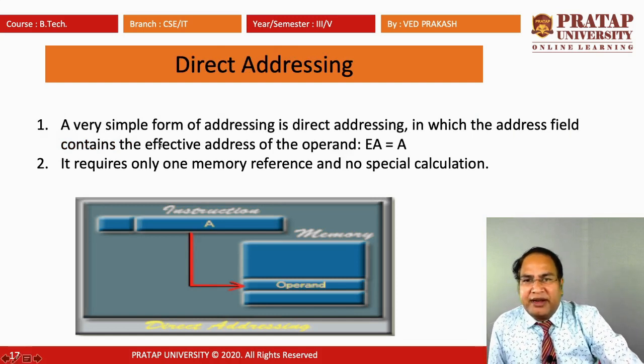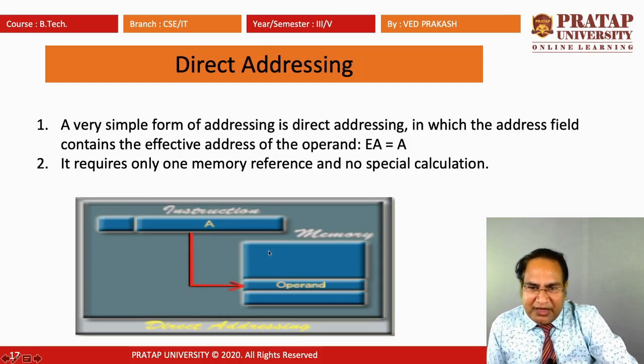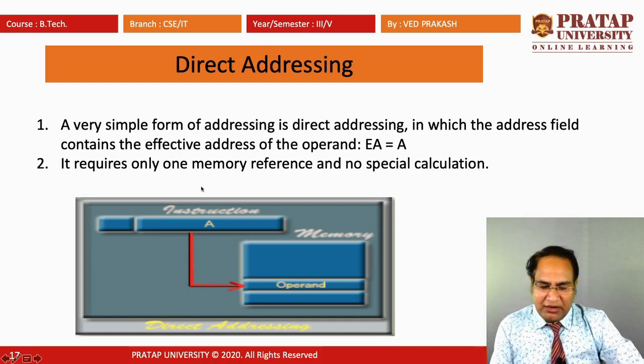The next addressing mode is direct addressing mode. In this addressing mode, we have the address of the data in the address part of the instruction. Using this address part, we search the memory address, and at this memory address we find the operand. A very simple form of addressing is direct addressing, in which the address field contains the effective address of the operand. It requires only one memory reference and no special calculation.